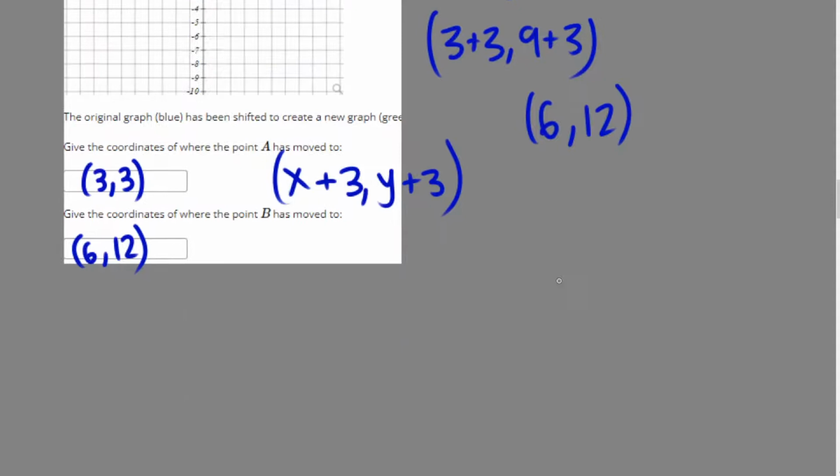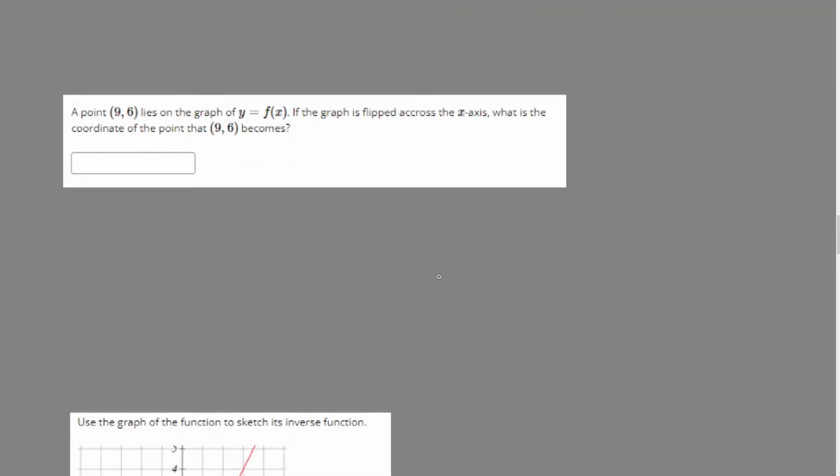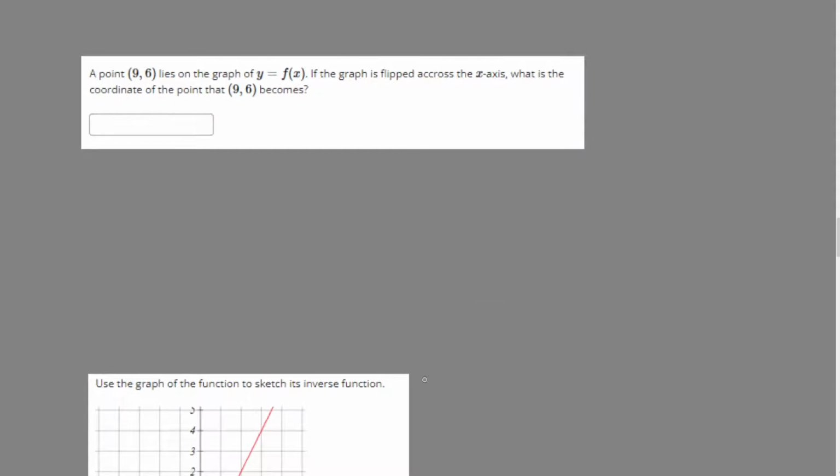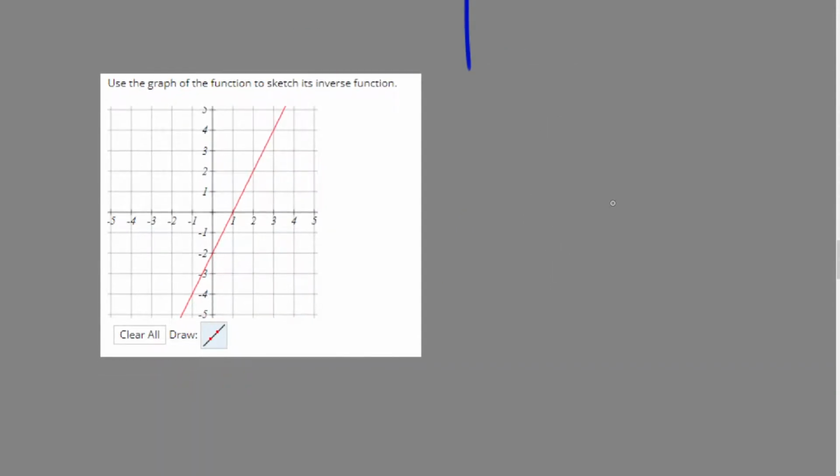Hopefully that made sense. A point, 9, 6, lies on the graph of y equals f of x. If the graph is flipped across the x-axis, what is the coordinate of the point that 9, 6 becomes? Now this one, if you remember, when we're flipping across the x-axis, we're basically minusing our y values. So it's going to be 9, -6. I'm pretty sure. I think that's the format that you wanted it.